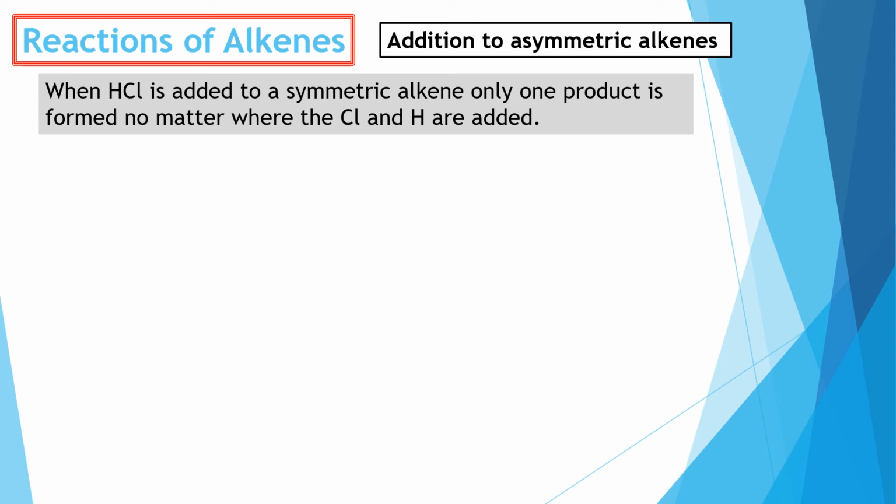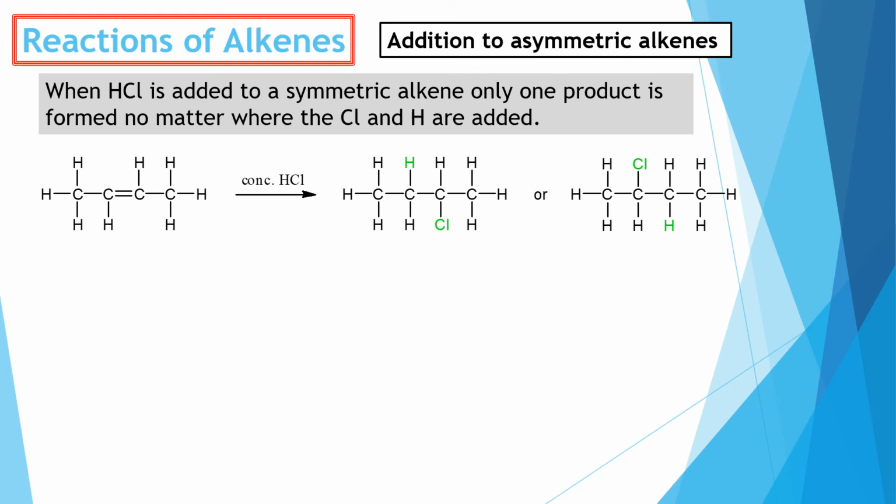Now, let's have a look at this. I've got hydrochloric acid here, and I want to add it to my symmetric molecule. So this is butene. So I'm going to add an H to one. See, I'm going to add the H to the left and the chlorine to the right. And I'm going to do the same.